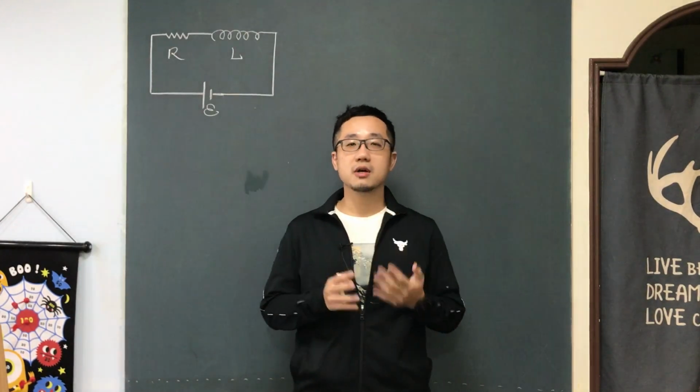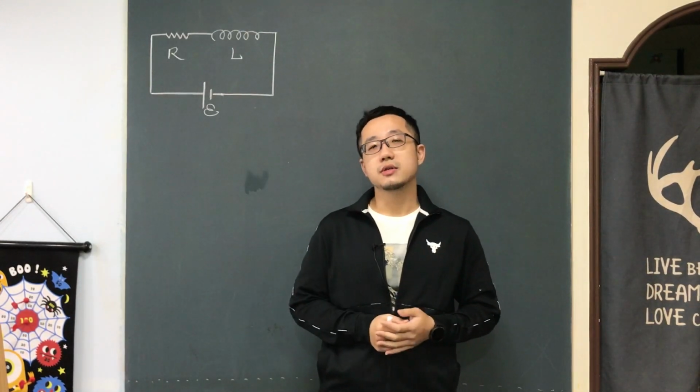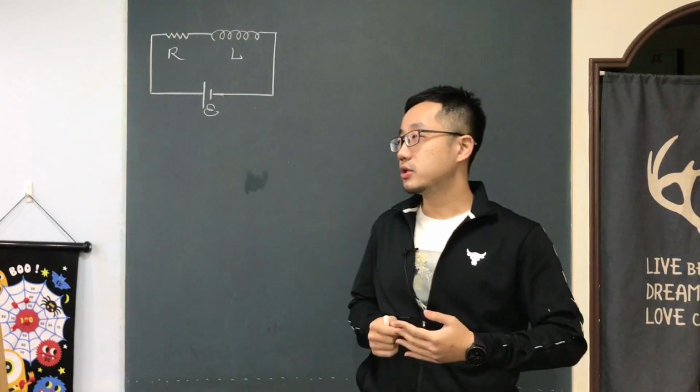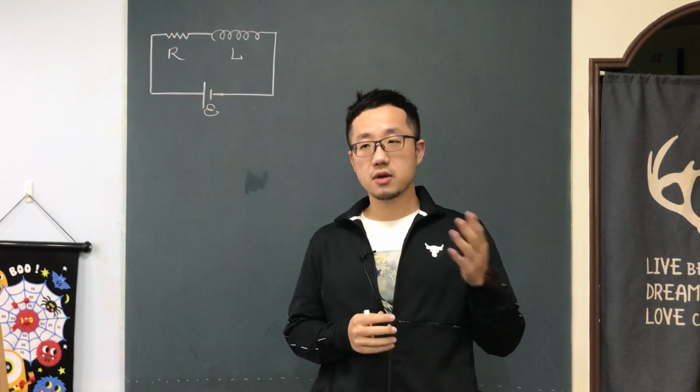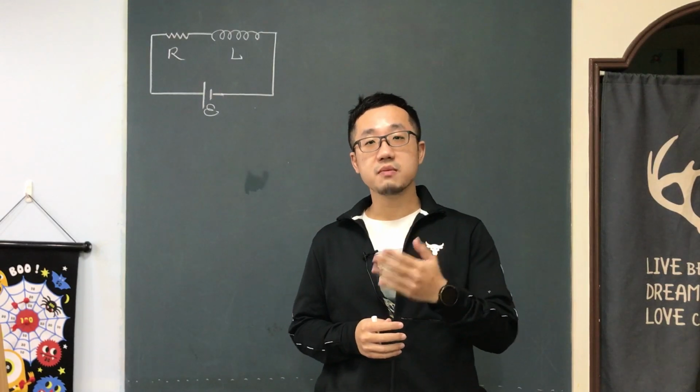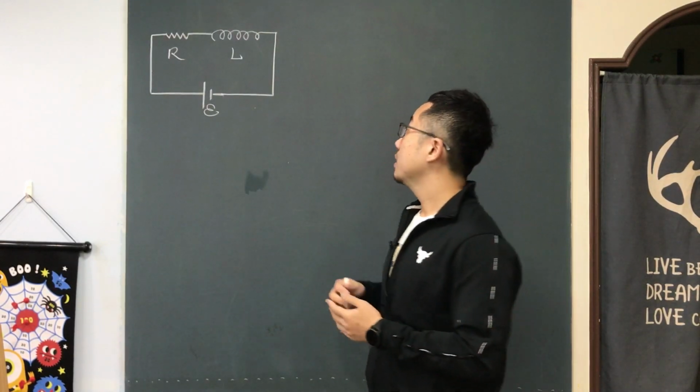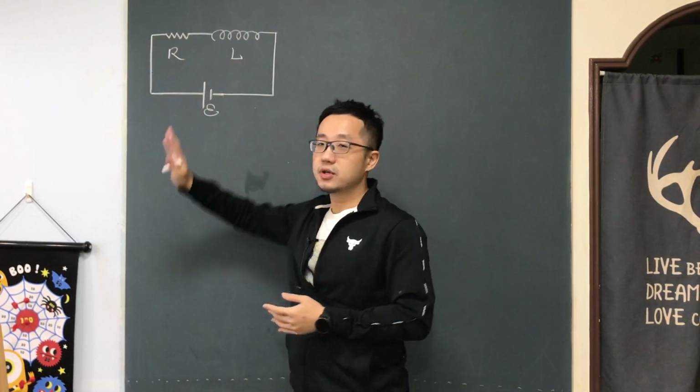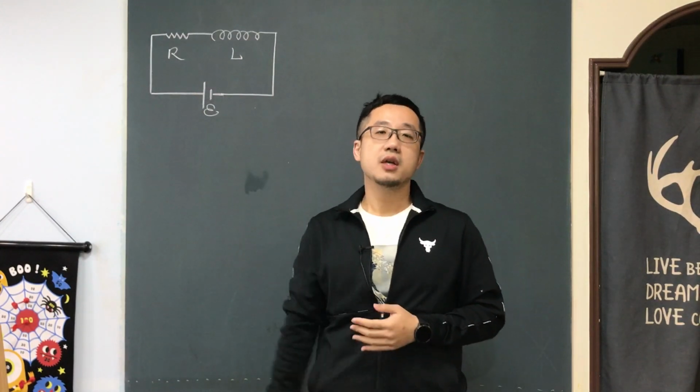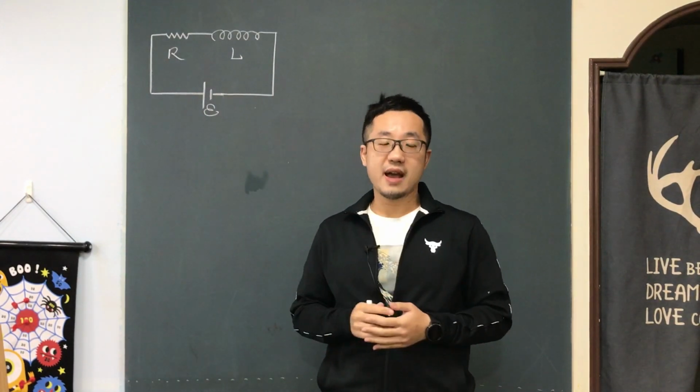Today we would like to talk about the RL circuit. In my previous video, we talked about the RC circuit. The R means the resistor and the C means capacitor. And today I would like to replace the capacitor simply by the inductor, denoted by a capital letter L.